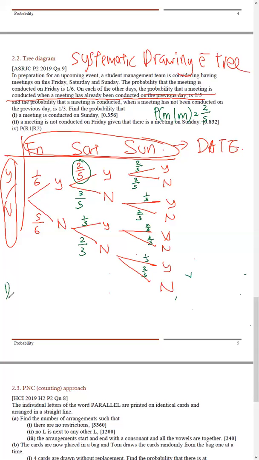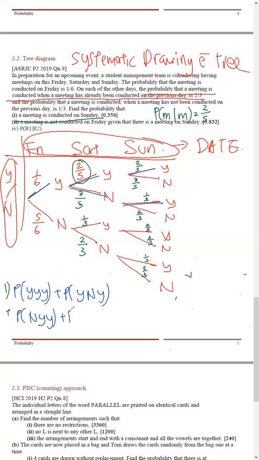So for part 1, we can answer the question. Once this diagram is out, the question is very simple. Meeting is conducted on a Sunday. So we trace which one will give us a Sunday path. It can be yes, yes, yes. It can be yes, no, yes, and so on and so forth. So the probability I can write down here will be probability of yes, yes, yes, plus probability of yes, no, yes, plus probability of no, yes, yes, plus probability of no, no, yes.